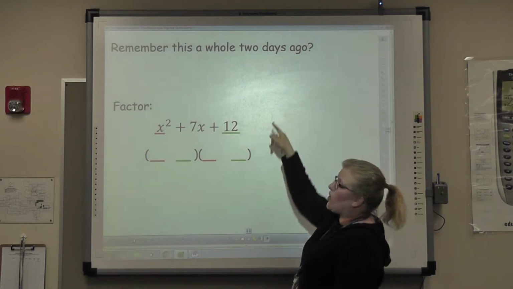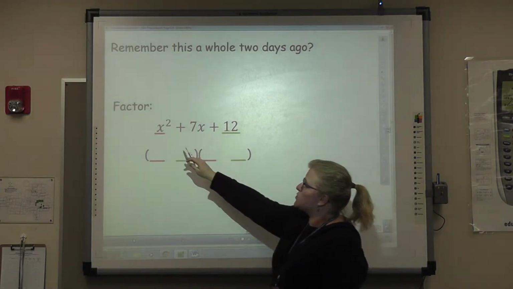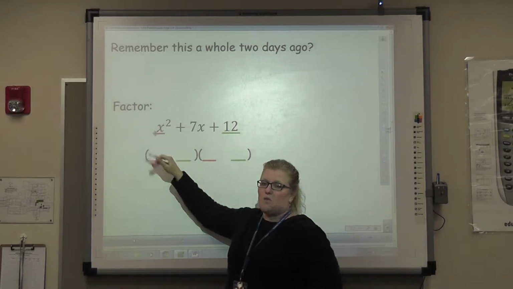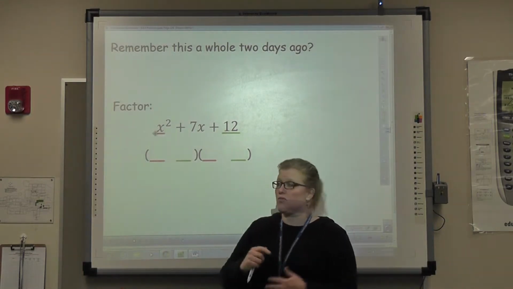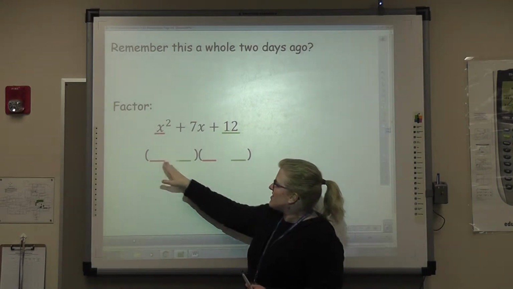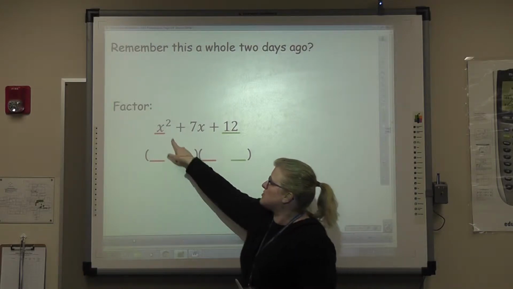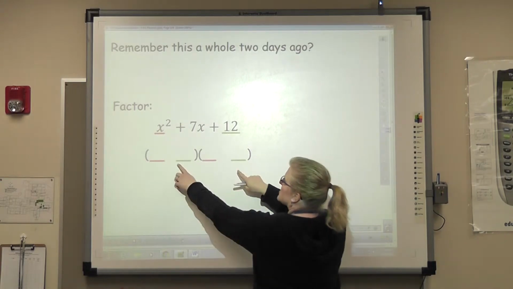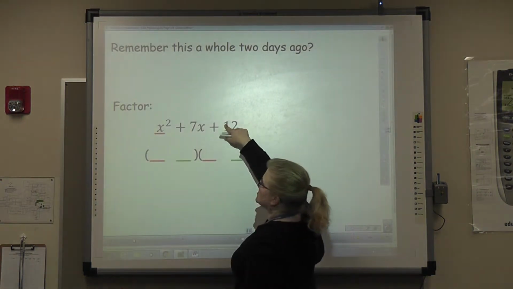All right, so remember this a whole 2 days ago? Okay, we went over this, and this was when we were factoring, and there was nothing here. We just have the x squared here. And what I want you to remember, and this is the main concept I think that's going to help you get through this, is that the F part of FOIL, the firsts, is what you multiply to get your first term here. And your last terms of FOIL is what gives you your last one here.